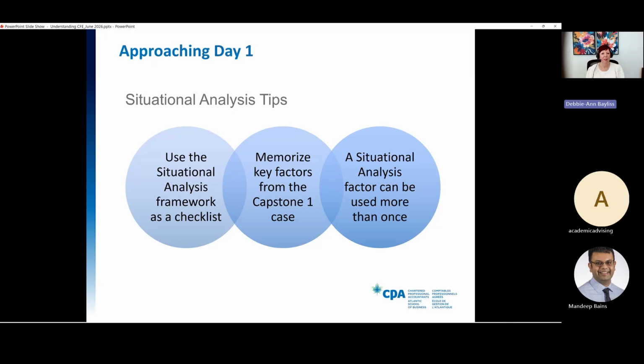It's important to memorize some key information from the Capstone 1 case, and that includes the company's mission, vision, values, and the industry's key success factors. However, be on the lookout because in day one, some of those factors might change. You should always be guided by what is given to you in the day one case. The good news is that you could use the same factor that you've identified in your situational analysis more than once to be counted towards what we call integration.